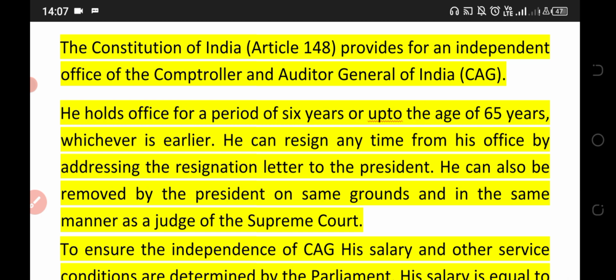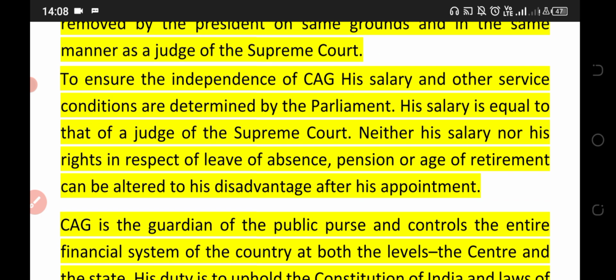Article 148 of the Constitution of India provides for the independent office of the Comptroller and Auditor General of India (CAG). He holds office for a period of 6 years or up to the age of 65 years, whichever is earlier. He can resign anytime from his office by addressing the resignation letter to the President. He can also be removed by the President on the same grounds and in the same manner as a judge of the Supreme Court. To ensure the independence of the CAG, his salary and other service conditions are determined by the Parliament. His salary is equal to that of a judge of the Supreme Court. Neither his salary nor his rights in respect of leave of absence, pension, or age of retirement can be altered to his disadvantage after his appointment.